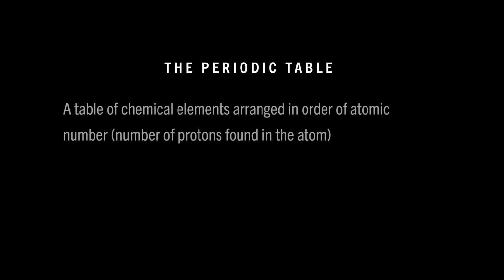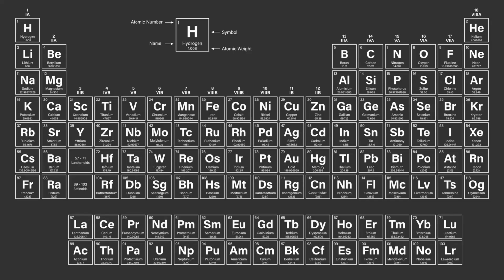And if you don't know, the periodic table is a table of chemical elements arranged in order of atomic number. And the atomic number is the number of protons found in the atom. And these protons are usually in the nucleus of the atom. The nucleus is found in the center of the atom and it's made up of protons and neutrons. So when you arrange them, you will see 1, 2, 3, 4 at the top of each of the elements, and those are what we would call the atomic number.